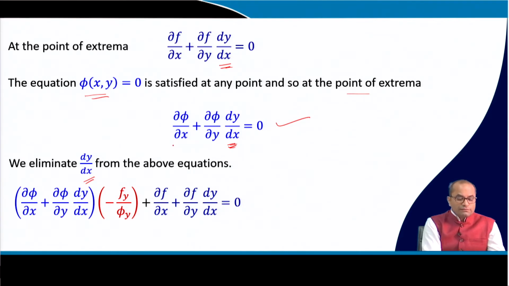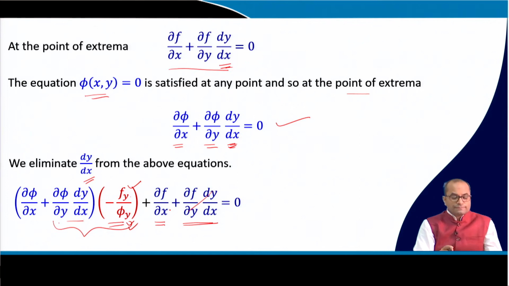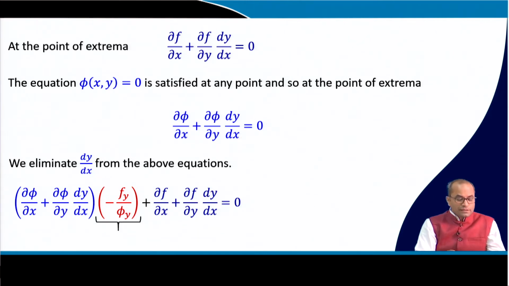In this equation, we multiply del phi over del x by del f over del y divided by del phi over del y, and add the first equation, del f over del x plus del f over del y into dy over dx. So, what will happen here? The phi y will get cancelled in the second term. With the minus sign we will get del f over del y dy over dx, and here also we have del f over del y dy over dx. So, this term will get cancelled, and what do we get then?